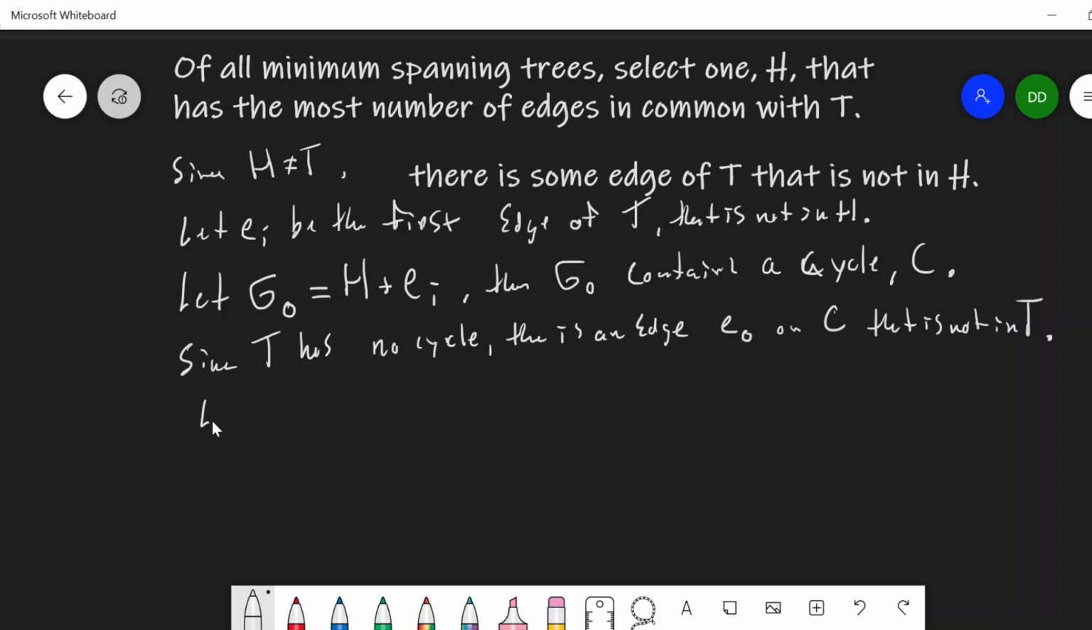So let T naught equal G naught minus E naught. Notice this is really the same as saying that I took H, added this edge E sub i, and then subtracted this edge E naught from it. And then this must be a spanning tree.